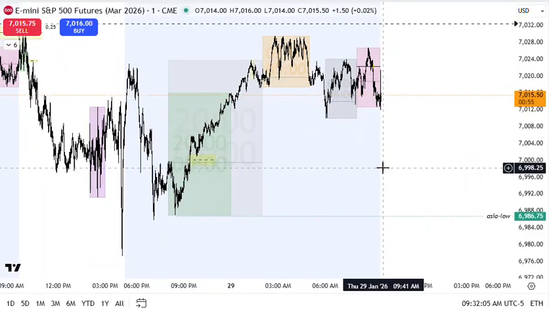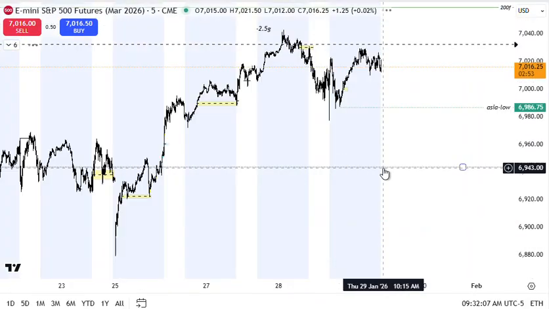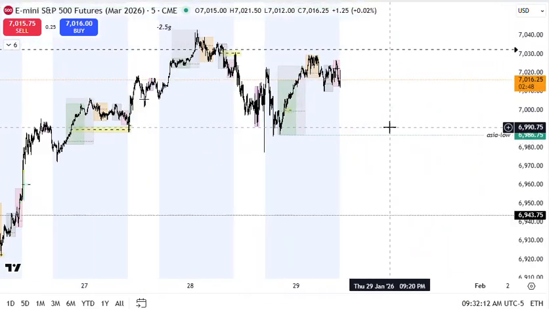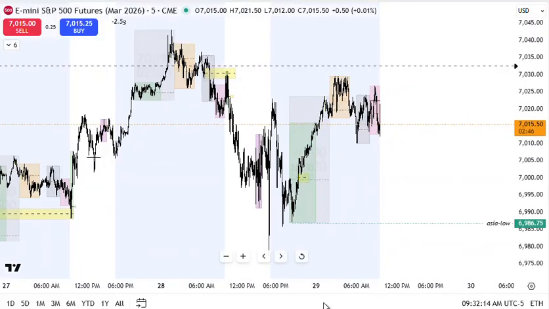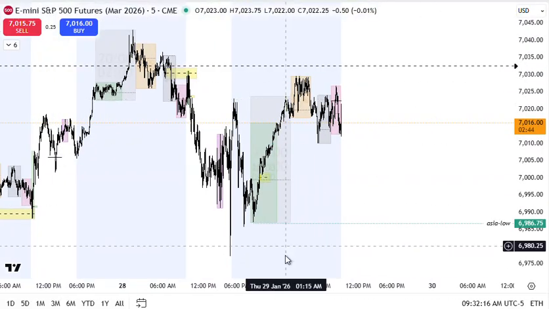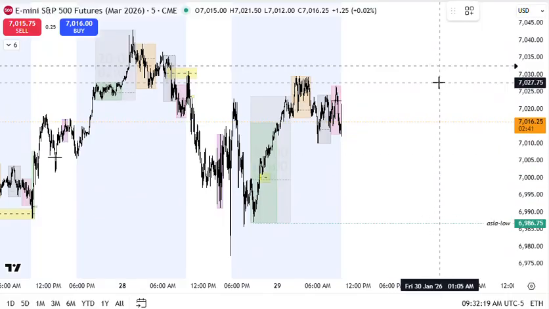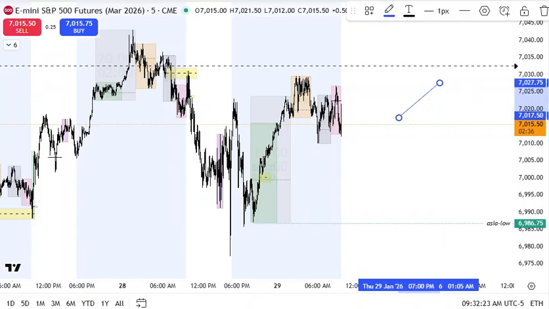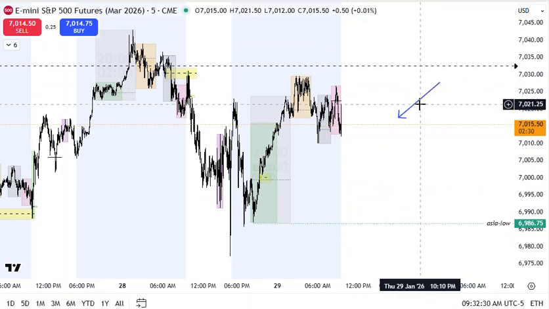Let me just put it to the 5 minutes, which is my operational time frame. I've just squeezed up the chart. All right, so this is not part of the fib model, which I now call the two-step model, by the way. So when I say fib model, I'm referring to the two-step model, and when I say two-step model, I'm referring to the fib model. They're the same thing.